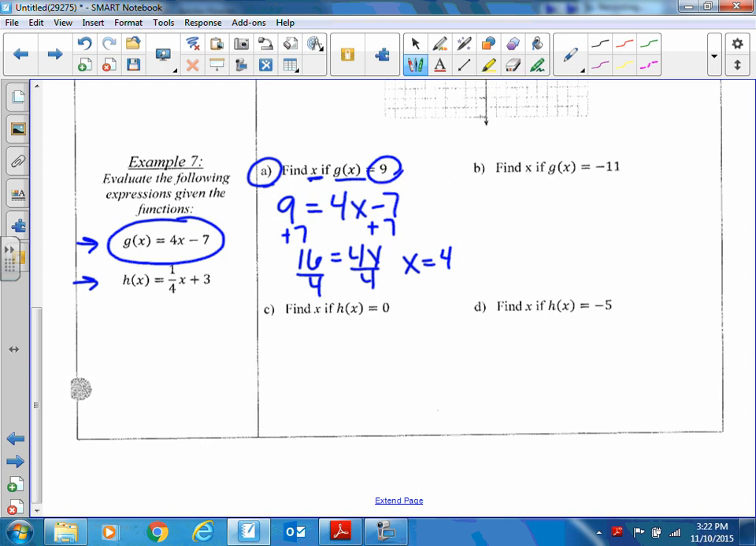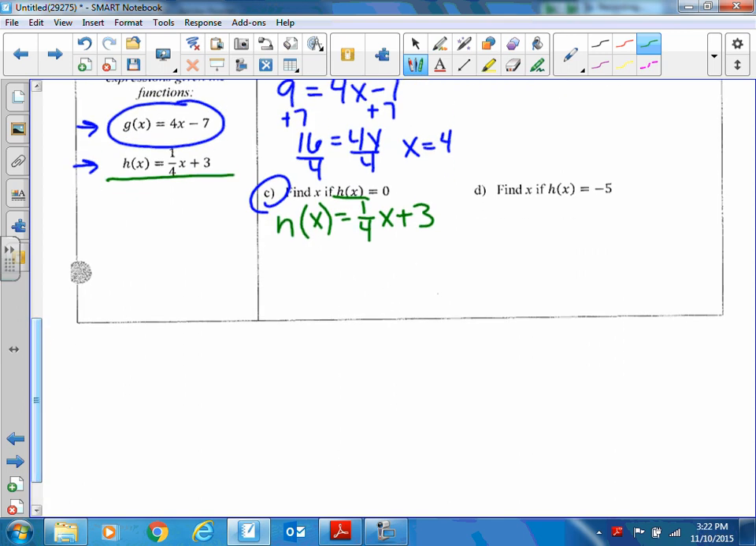All right, now we're using h of x. So we're going to use this equation, or this function right here. h of x is equal to 1/4 x plus 3. Well, it's already telling us that h of x is equal to 0. So 0 is equal to 1/4 x plus 3. We're going to subtract 3 from both sides. Negative 3 equals 1/4 x. We've got to multiply by 4. Negative 12 equals x. So we just found x if h of x is equal to 0. All right, your job to finish off the rest, and I'll be checking it next day in class.